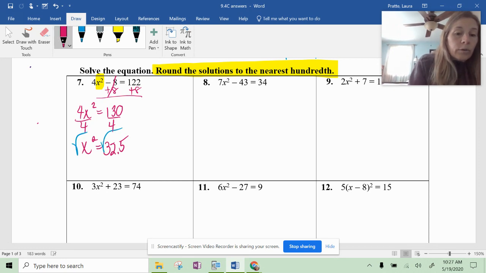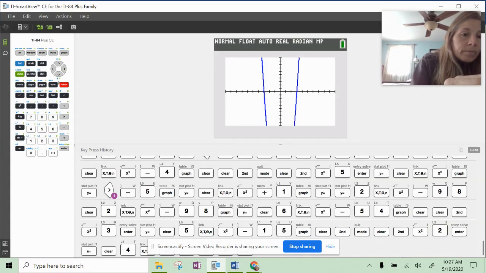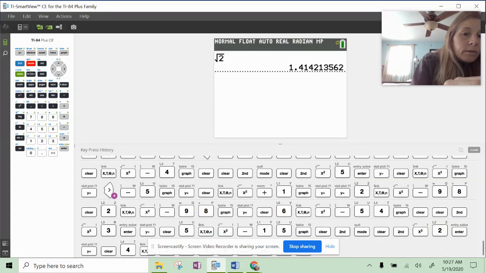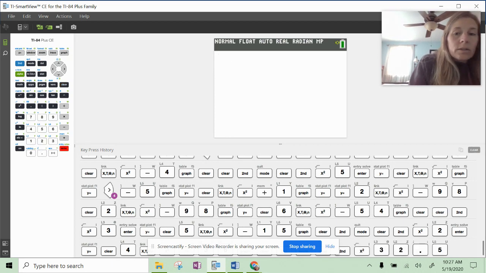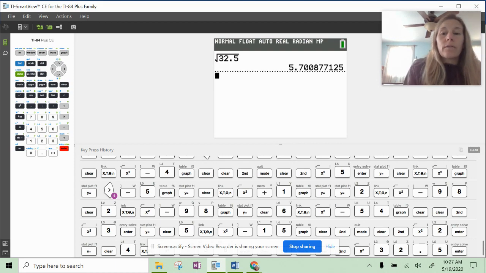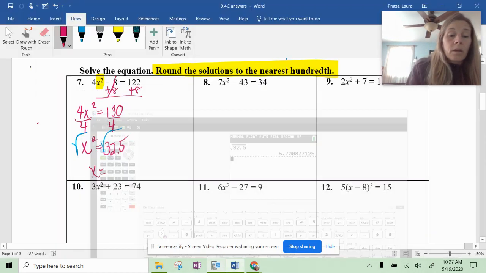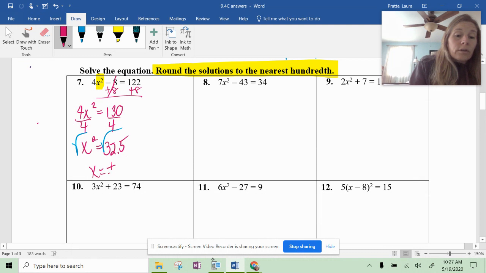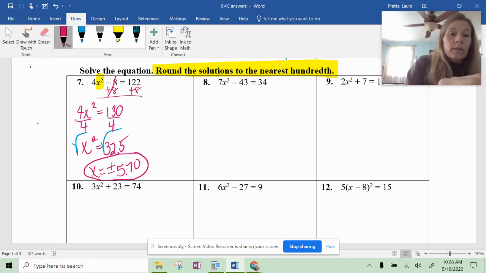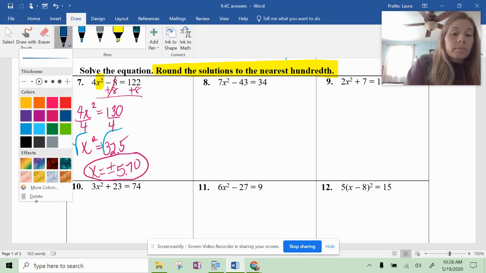So this is where our calculator is going to come in, right? So when you go to square root your 32.5, you're going to do the square root of 32.5. Now the calculator is always just going to give you the positive answer, so it's 5.7. But you're going to have to account for both the positive and the negative. You have to remember to do that. Okay, so let's take a look at the next one.